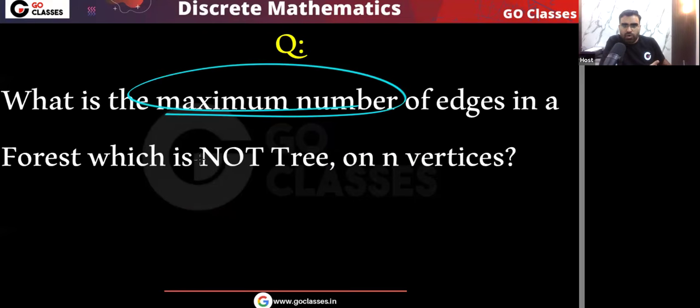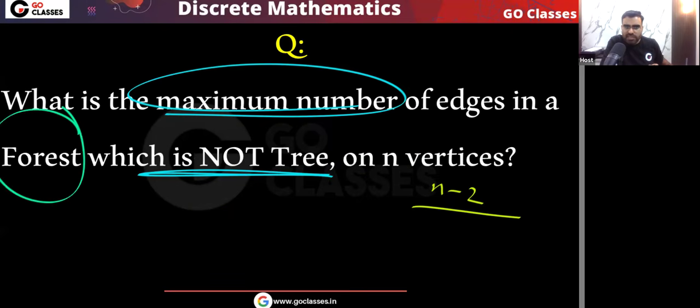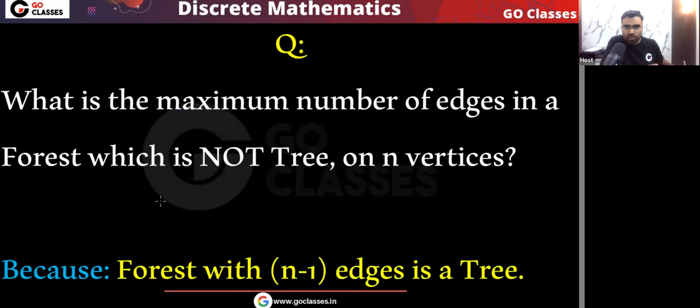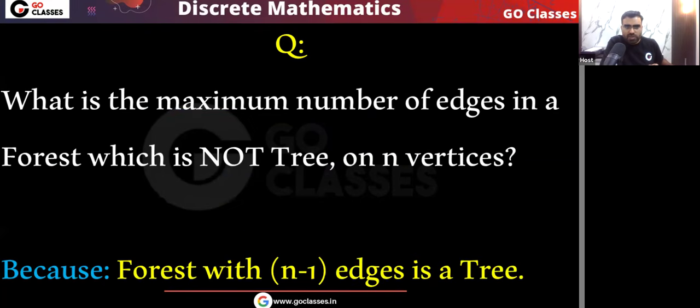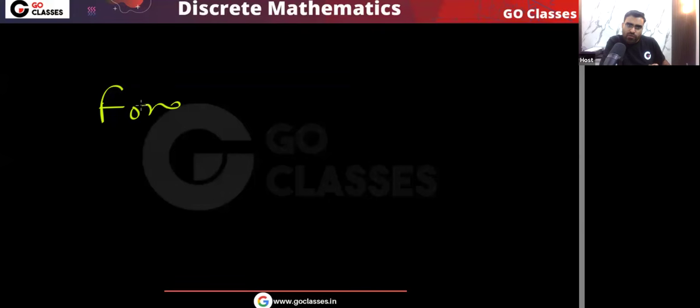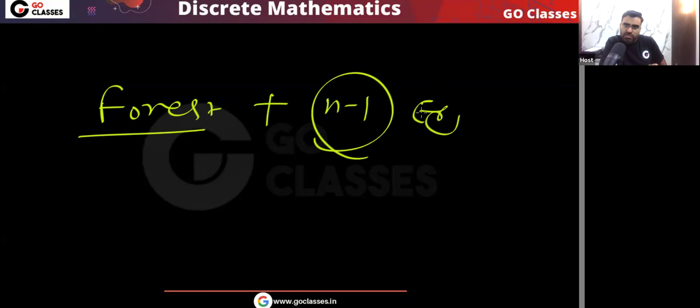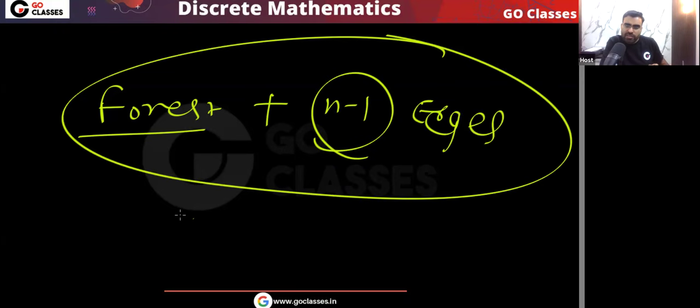Tell me the answer for this question. What is the maximum number of edges I can put in a forest which is not a tree? Now the answer will be n minus 2. Okay, because remember, in a forest, if I put n minus 1 edges, then it will become a tree. We already know that a forest with n minus 1 edges will become a tree. So please understand, you have a forest. In this forest, if I put n minus 1 edges, then definitely this whole thing will become a tree.